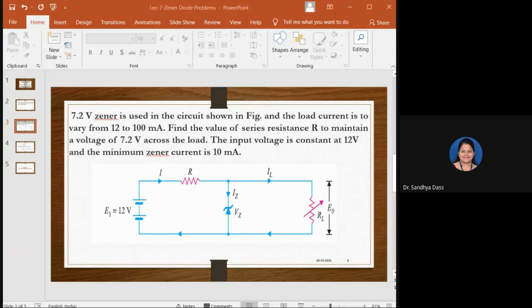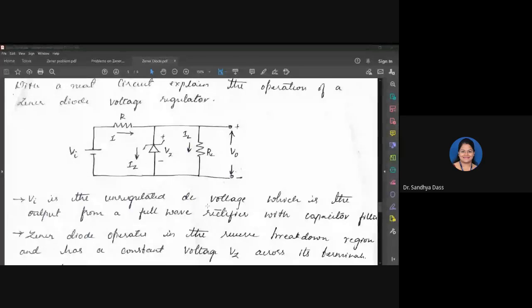Okay, let me change my window. Okay. So just again, I'll summarize the points here.